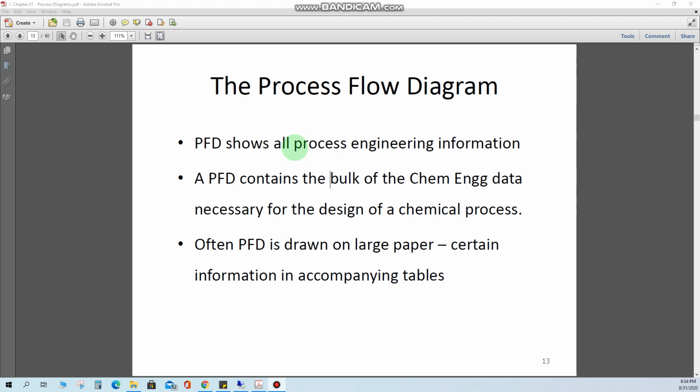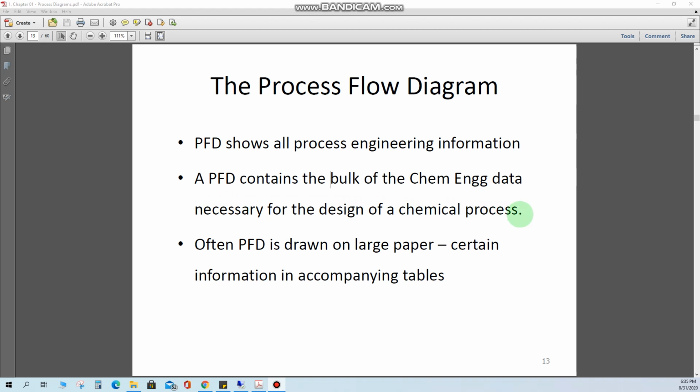You have to be clear about the design of different equipments that are used in the flow diagram, and you should know the specification of each of the unit. For example, in case of the reactor, you should have information about the conversion that can take place in a certain reactor and what kind of catalyst you are using in that reactor. A process flow diagram contains the bulk of chemical engineering data necessary for the design of chemical process.